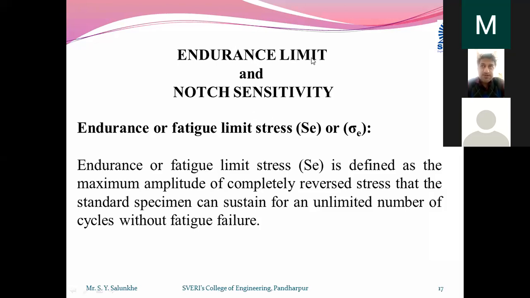Now, this endurance limit is denoted by the letter S suffix E, or it is also denoted by sigma suffix E. These two nomenclatures we are going to use henceforth for the endurance limit. Okay, E is indicating endurance limit. S is indicating stress in some authors, or sigma is indicating stress in some books written by some authors. So these two nomenclatures are normally used for that. Now you can understand what the endurance limit is. First of all, we'll read it.